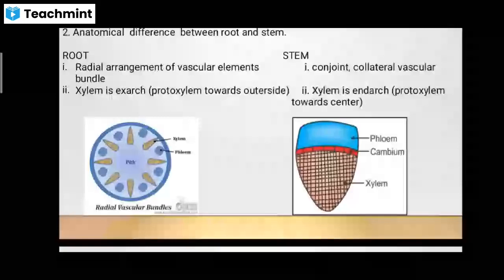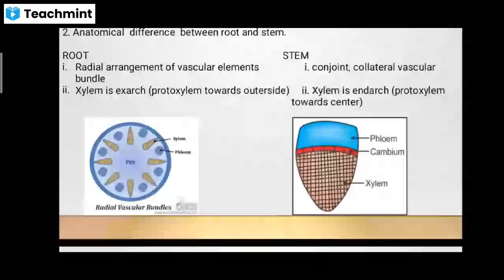What is meant by exarch? So exarch means protoxylem towards the outer side. So in exarch there is protoxylem and metaxylem. Protoxylem means the mature xylem, and metaxylem is the young xylem. So here the mature xylem vessels are present towards the outer side. That is the exarch condition.